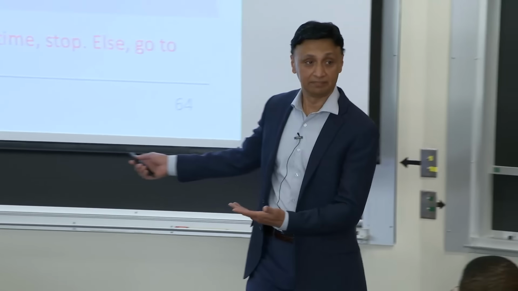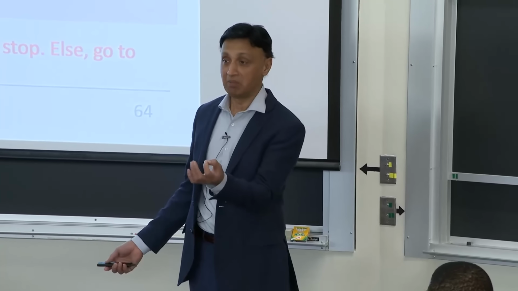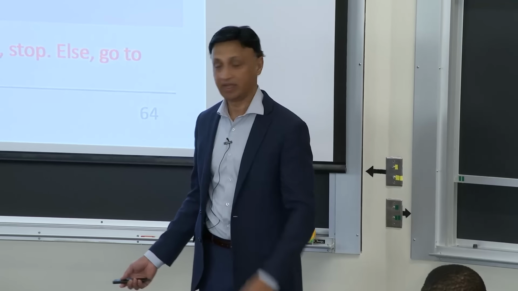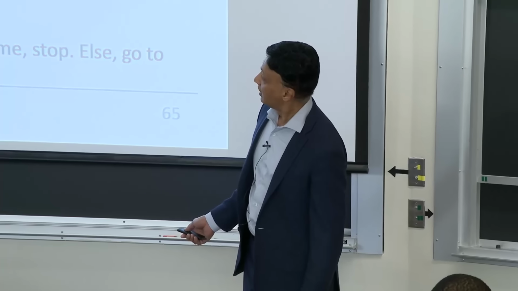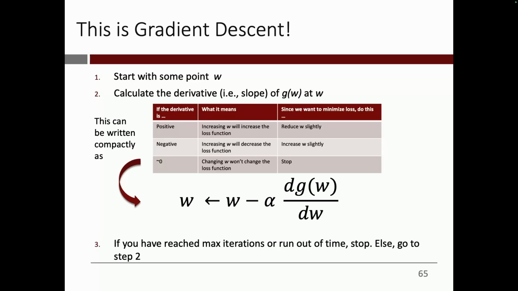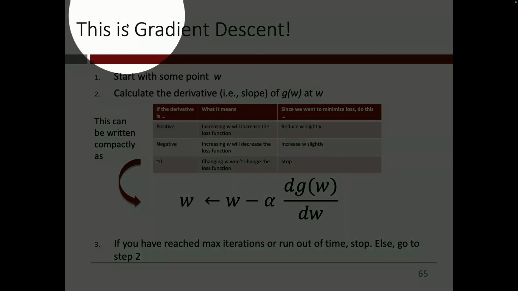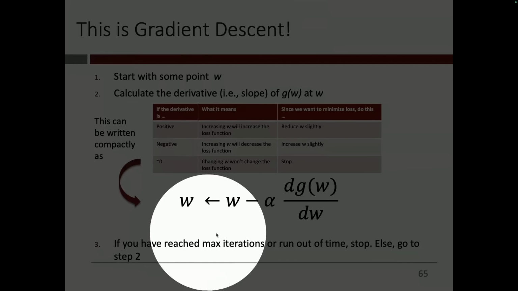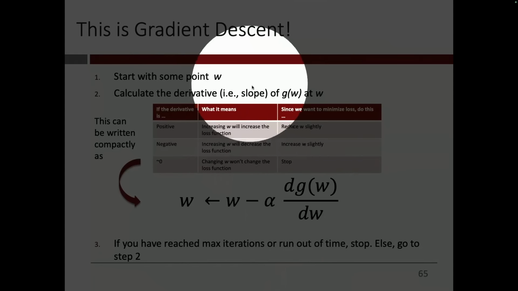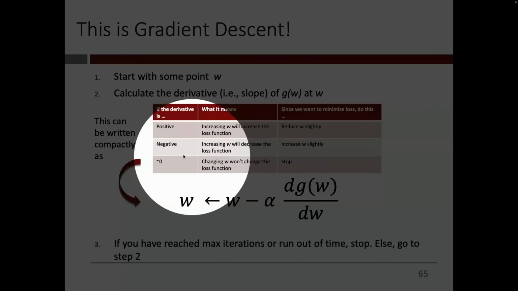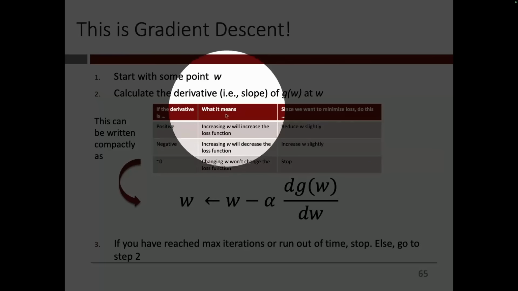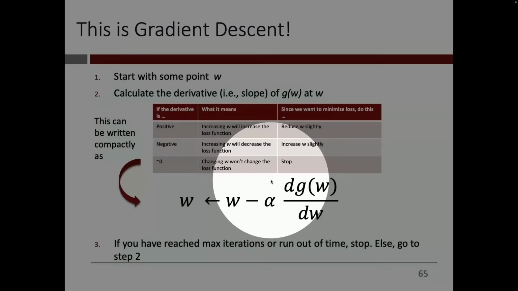Okay, so that's the function. It's going to find you some point where the derivative is close to 0. This is called gradient descent. This little algorithm, and this very PowerPointy MBA table, can be collapsed into this little expression.